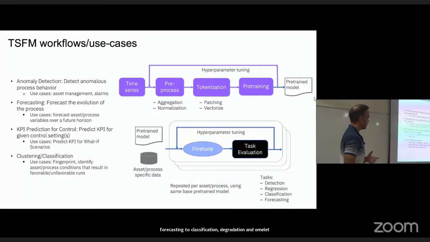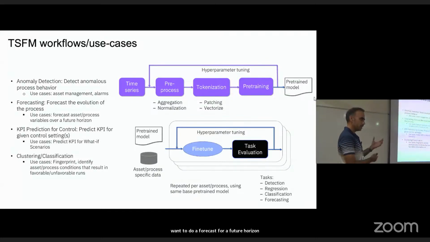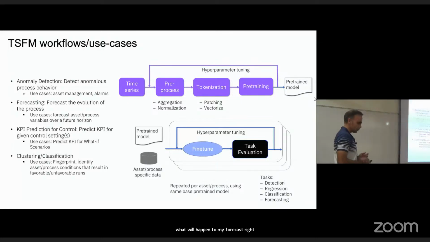In anomaly detection, maybe you want to detect anomalies in different process behavior of interest. This can be point anomalies or sequential anomalies. Forecasting of the system for certain KPIs of interest, where you want to do a forecast for a future horizon. Also prediction of control, right? So you want to predict what will happen to the KPIs if I apply certain control settings. So it's more of a what-if type of analysis. What if I change control variables for equipment in a certain way in the next few hours? What will happen to my forecast, right? And classification and clustering. So these are different types of downstream tasks that are supported with these models, right?